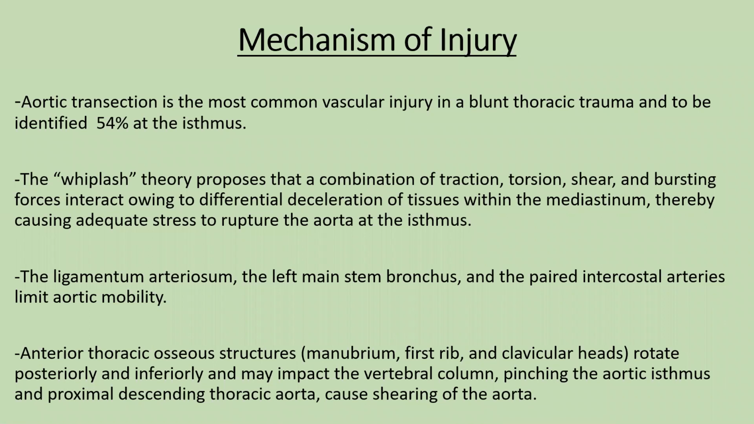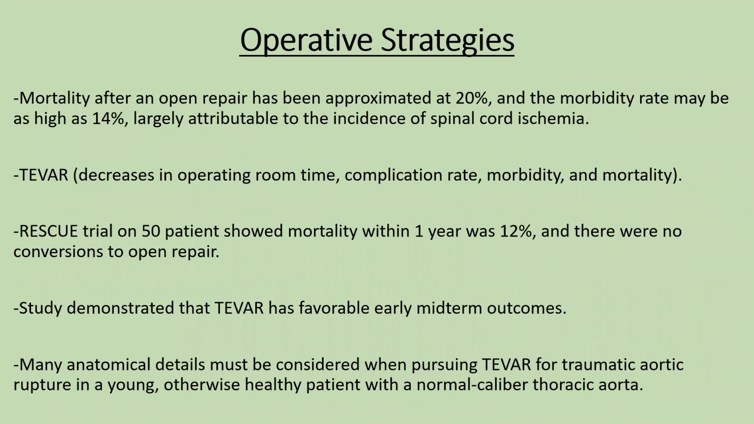The anterior thoracic osseous structures, such as the manubrium, first rib, and clavicular head, rotate posteriorly and inferiorly and impact the vertebral column, pinching the aortic isthmus and proximal descending thoracic aorta, causing shearing of the aorta. So the peri-adventitial tissue around the isthmus appears to provide protection against free rupture and allows time for transfer to the hospital.